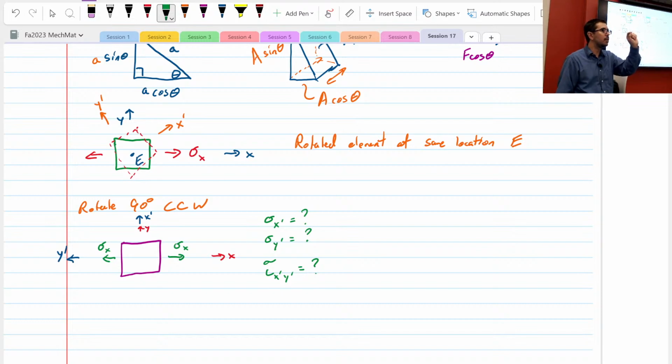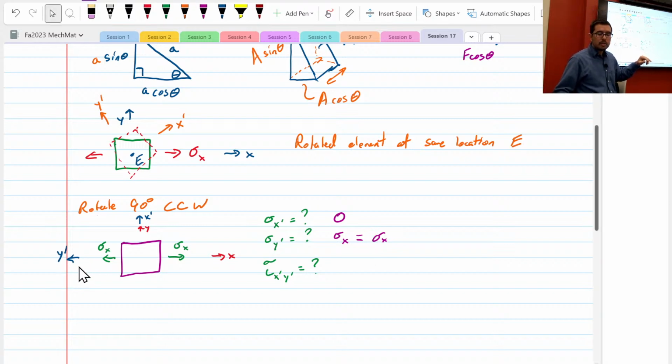So, what is sigma x prime in this situation, in the rotated state? Good, which is? For this situation, right? What was it here? Nothing was coming out in the y direction, right? So it's just 0. Okay? So this is going to be 0. Right? I think you know where this is going. What is sigma y prime? Sigma x, which was sigma x, right?